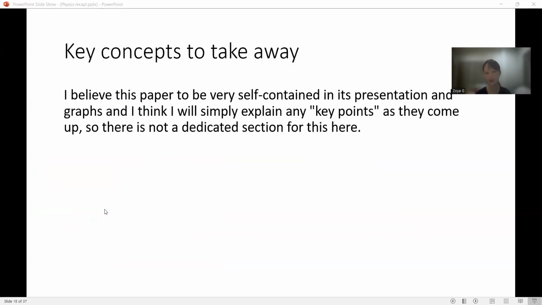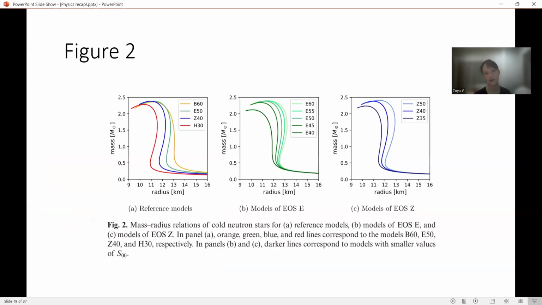So I believe this paper to be very self-contained in its presentation and the graphs, and I think I will simply explain any key points as they come up, so there's not a dedicated section for this here. All right, let's do this. Figure 2. There's two graphs, mainly, in this paper that I want to highlight.